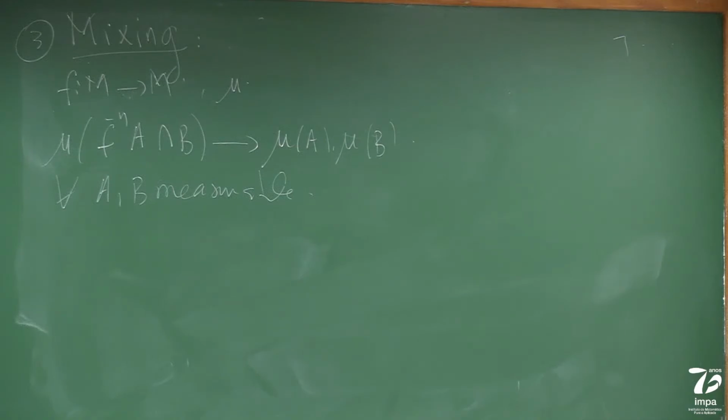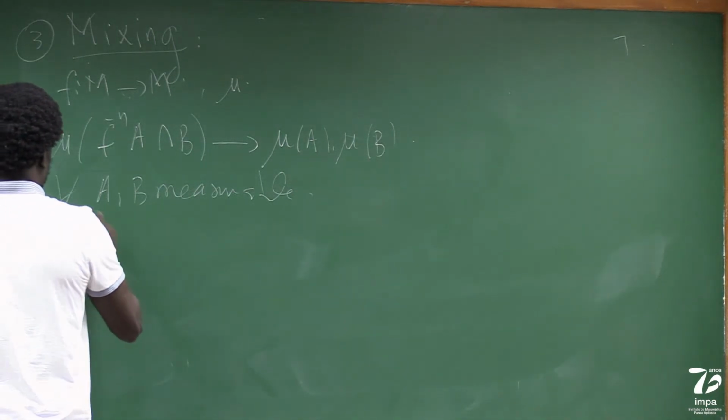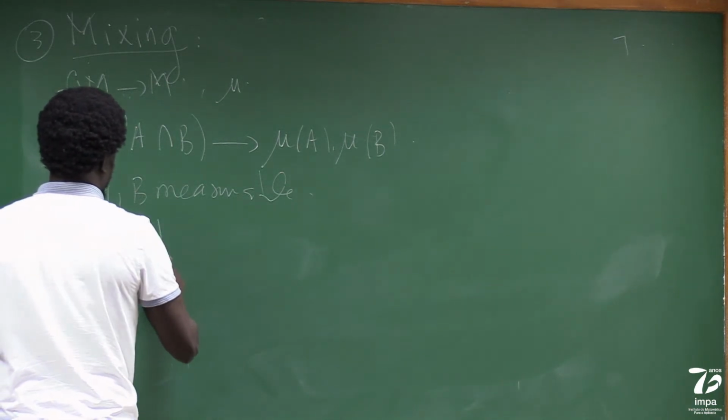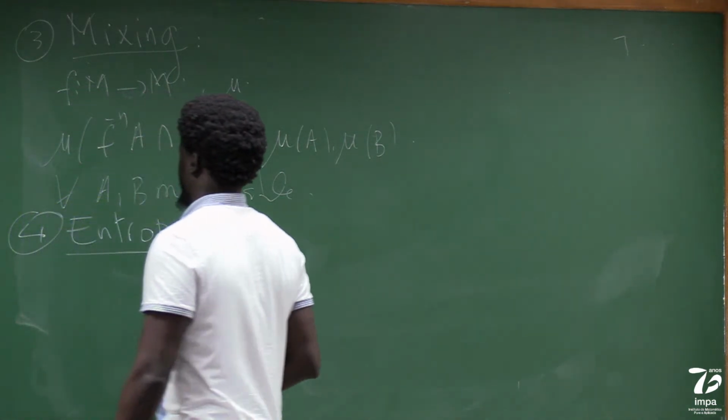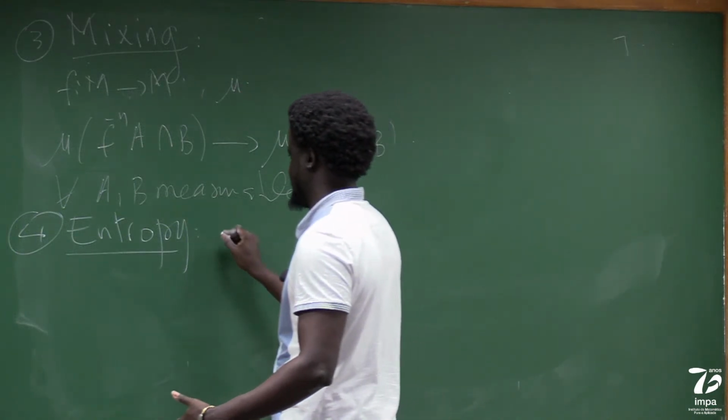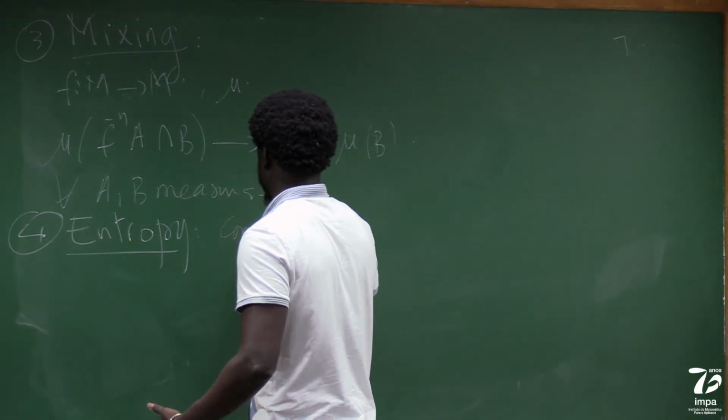We will prove mixing for many systems, like expanding maps. We will prove that you have a meaningful measure that is mixing. And also, I will talk about entropy. We will talk about entropy. As I said, this is something that measures the complexity of a system.